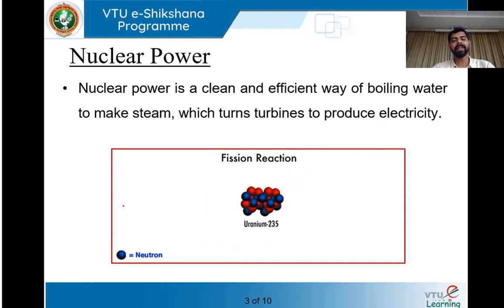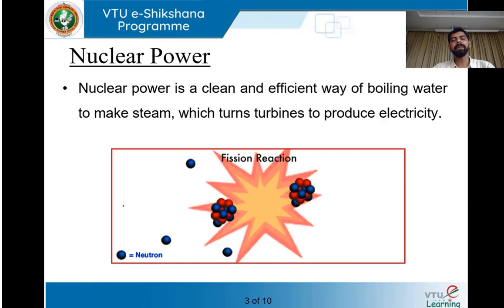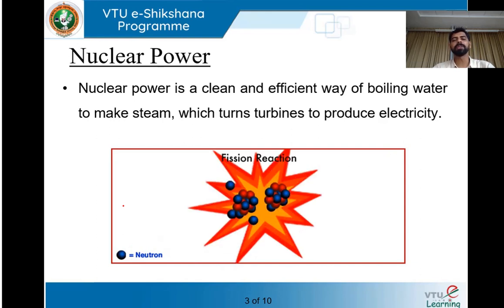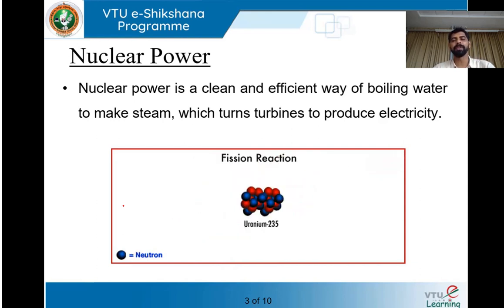Once we get the steam, we can run a steam turbine. That means heat energy can be converted into mechanical energy by running a steam turbine. Mechanical energy is basically a rotary motion. Once we get rotary motion from the running of this steam turbine, that in turn can be converted into electrical energy by coupling it with a generator.